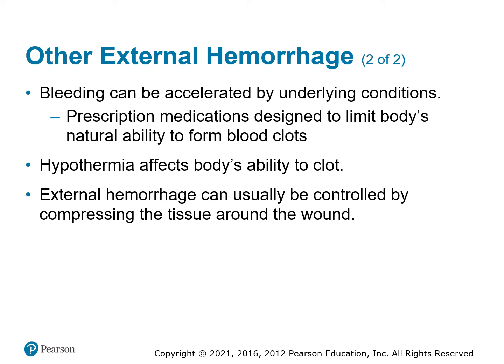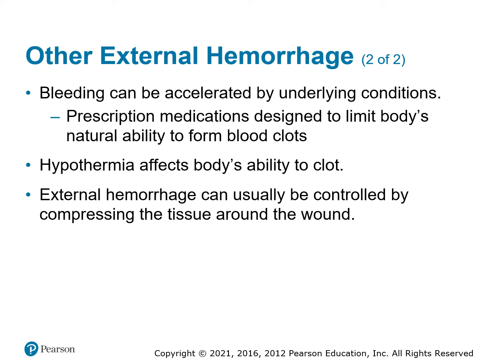Another consideration to have when you're looking at external hemorrhage is that it can be accelerated by underlying conditions, most notably prescription medications designed to limit the body's natural ability to form blood clots. So when you see a patient that has any sort of bleeding, one of the first questions that you want to get an answer to is, are you on any sort of blood thinner? Because that's going to affect their ability to clot that off on their own, and it can alter somewhat your path of action depending on how bad the bleeding is.